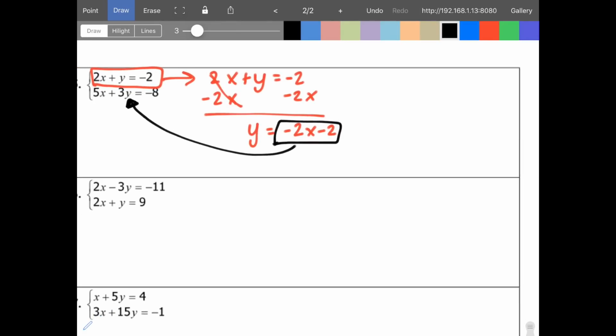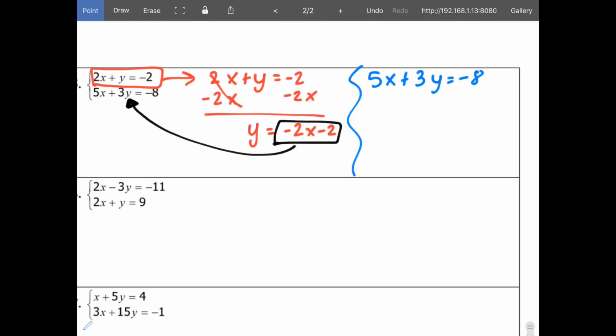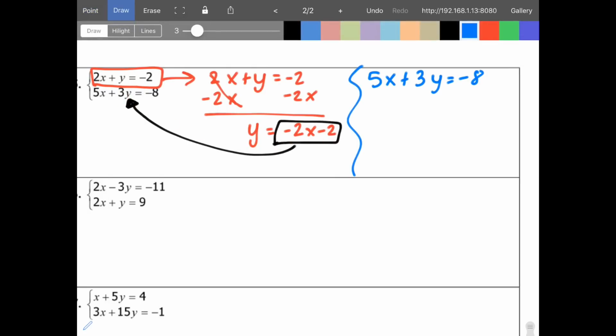So let's do that. So I'm going to write 5x plus 3y equals negative 8. So all I did was copy this equation over here, okay? And you see that y, we're going to plug negative 2x minus 2 in for it. So wherever we see y, which is right here, we're going to plug in negative 2x minus 2 equals negative 8.